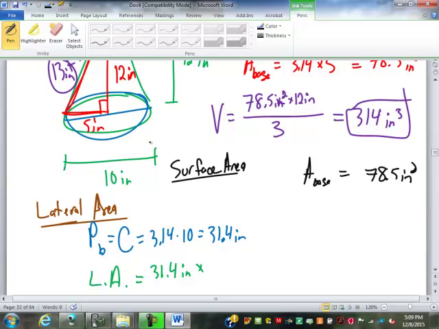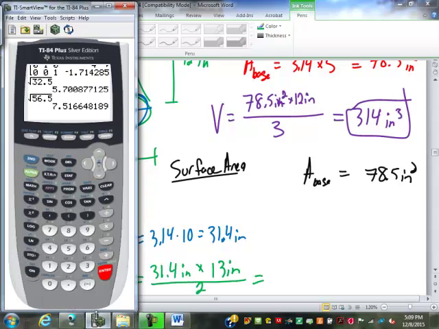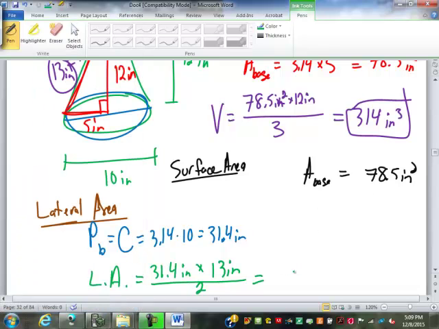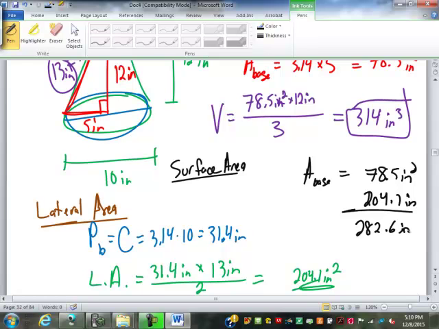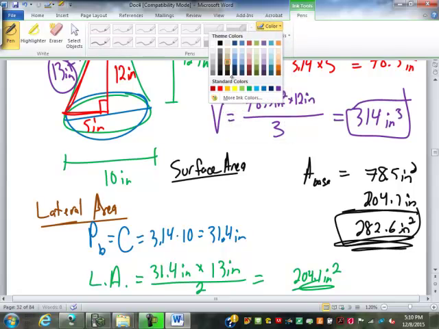So the lateral area is the perimeter of the base, the 31.4, times your slant height, which is 13, divided by 2. 204.1. Correct? That gets added to the base. So this is going to be 282.6 inches squared. Look familiar at all? Yeah?